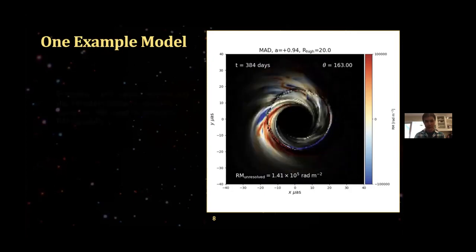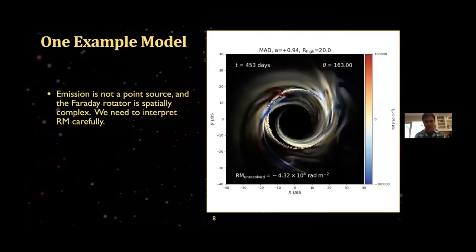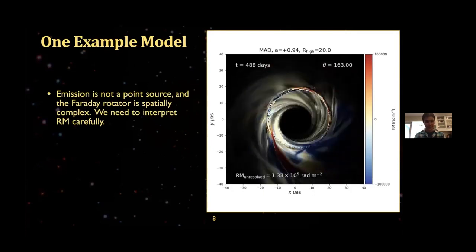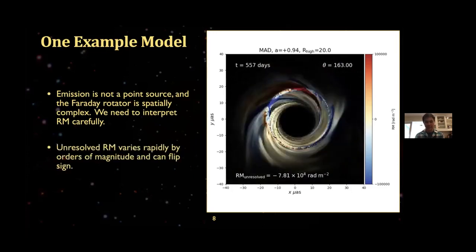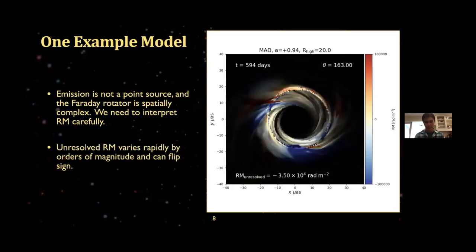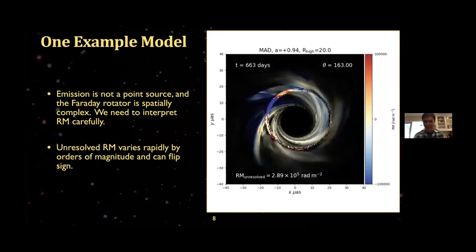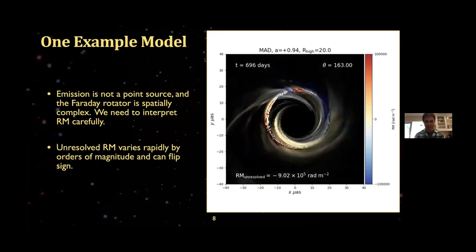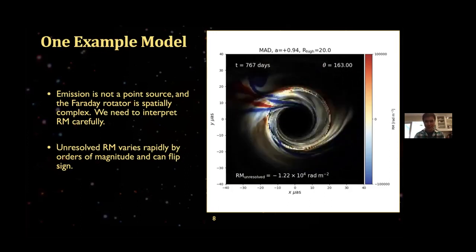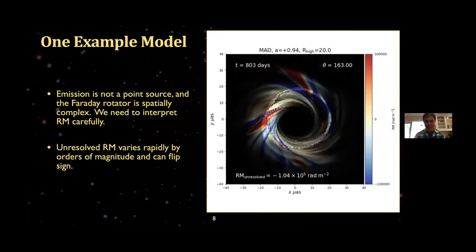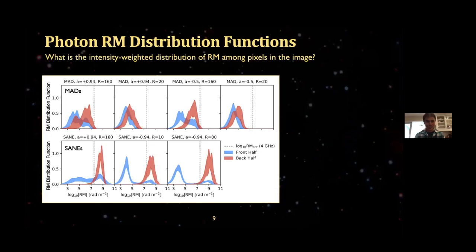So overall, we can see from this that the emission is definitely not a point source. The Faraday rotator is spatially complex as well. So we're going to need to interpret the rotation measure carefully. And then the unresolved RM is varying rapidly by orders of magnitude and can even flip sign. And this is because there really isn't a single RM for this image. What is perhaps more enlightening would be a distribution of all the RMs intensity weighted by how bright each pixel is. And that's what's shown here.